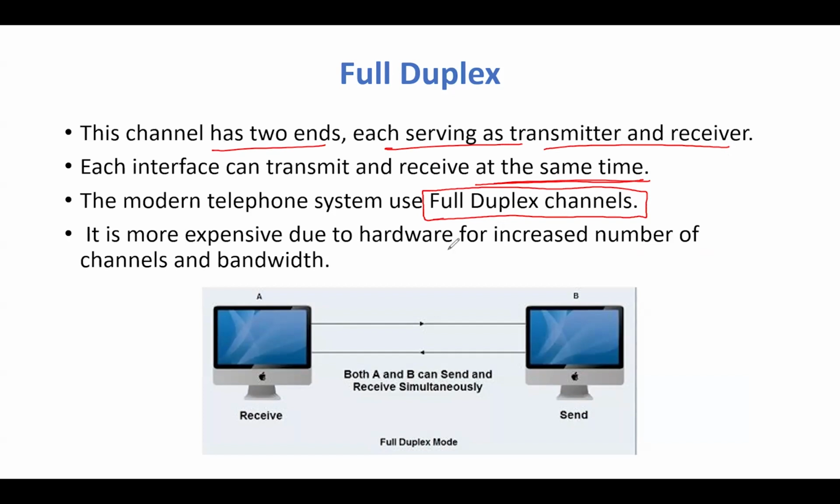It is more expensive due to the hardware or increased number of channels and bandwidth. This bandwidth is used by both the receiver as well as the sender. They can communicate simultaneously. They can become a receiver and transmitter simultaneously. All right, this is how a full duplex works. So these are the three communication modes, that is simplex, half duplex, and full duplex.